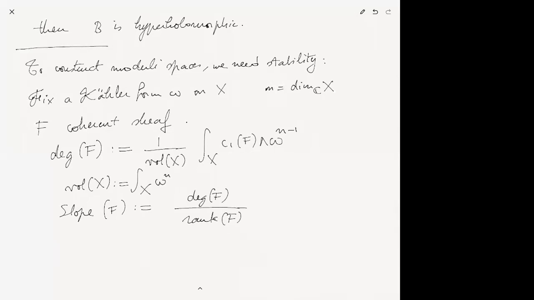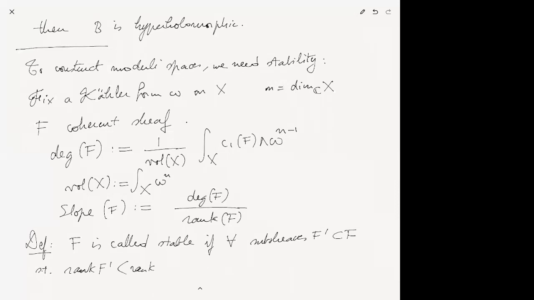And what definition of stability do you take? Usually F is called stable, and of course it's with respect to this Kähler class omega, if for all subsheaves F prime of F such that the rank of F prime is strictly less than the rank of F, we have that the slope of F prime is strictly less than the slope of F. And semi-stable, of course, you replace strict inequality with a large inequality.